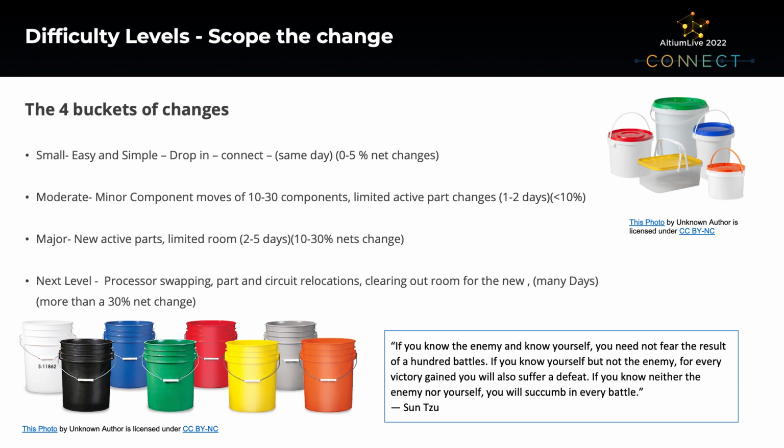And then there are next level changes, which are complicated and involved and complex and hard and challenging, way more than the other 3. This might be because maybe a processor changed, or parts in different circuits need to relocate. We need to clear out new room for the things that we're adding in. These would be typically your multiple day or multiple week, multiple month kind of change where you have pretty massive changes. So all these different kinds of changes go into different buckets, and we think about how we work on these based on the bucket that we find ourselves in.